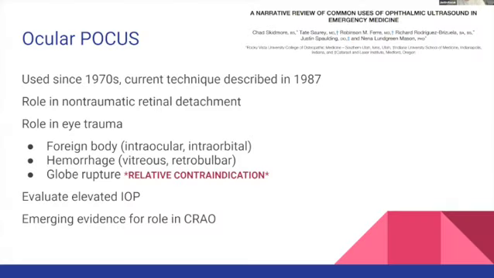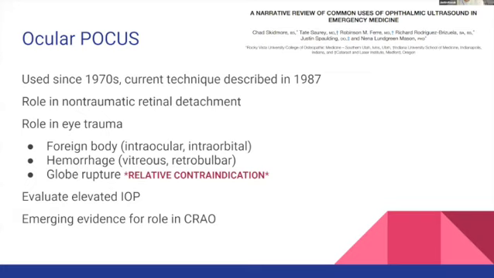In terms of ocular POCUS, a little background. Some of this comes from a narrative review that was published in 2015. It's been used since the 1970s, the current technique since about 1987. We're going to be talking about its role in non-traumatic retinal detachment. It also has a role in eye trauma, such as foreign body, hemorrhages, and globe rupture.